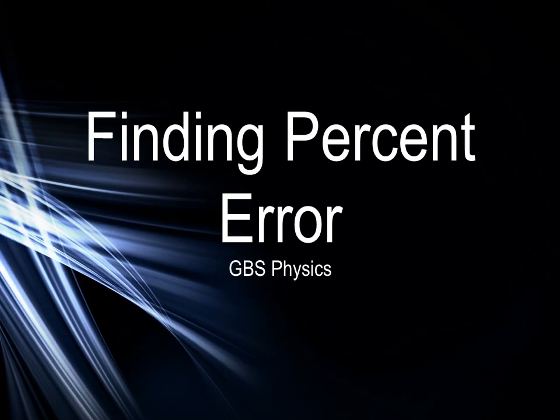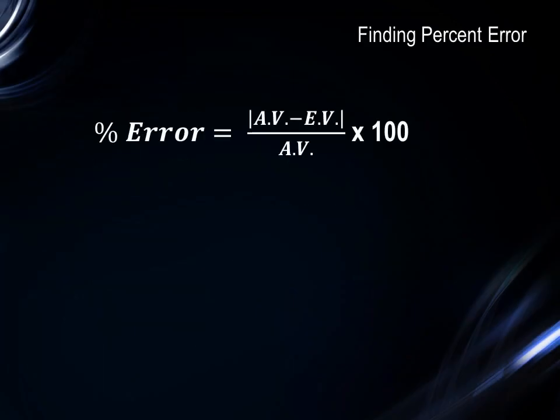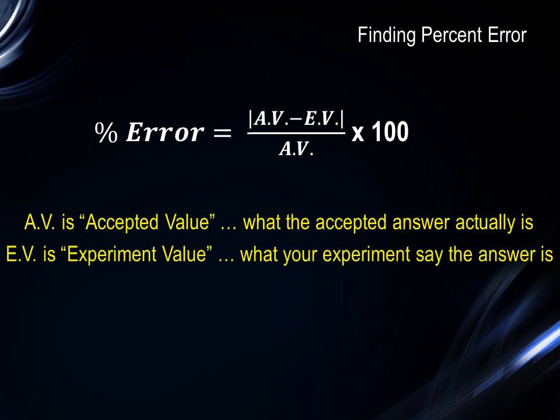Well, welcome back. In this video, we're going to learn how to calculate percent error. The equation that you see here is the equation that we're going to use to calculate percent error. There are two terms in this equation that we need to look at. One is called the accepted value and the other the experiment value. Let's look at each of these real briefly.